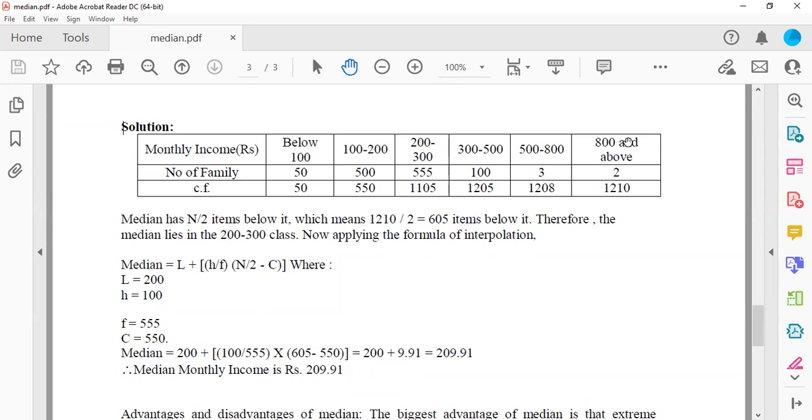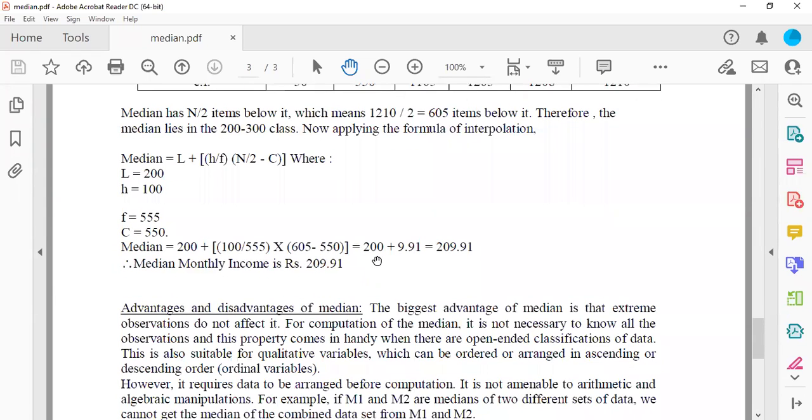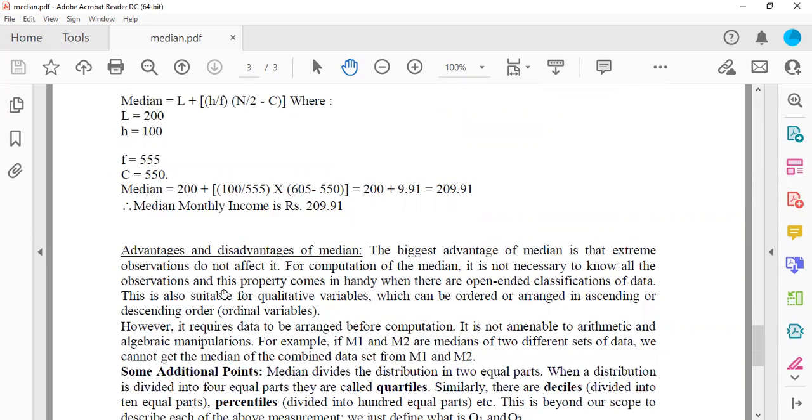So naturally, for 800 and above, what should be the upper limit, so that you can find the mid value? And what is the lower limit of below 100, so that we can find the mid value of that class? For the arithmetic mean, you have to calculate them. For the median, all observations are not needed, and this property comes in handy when there is an open-ended classification, as I already told you. When there is an open-ended classification, the median is the most important case.